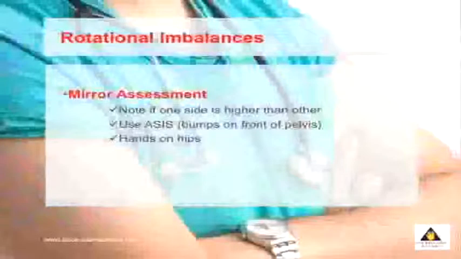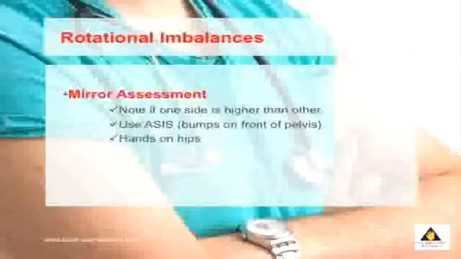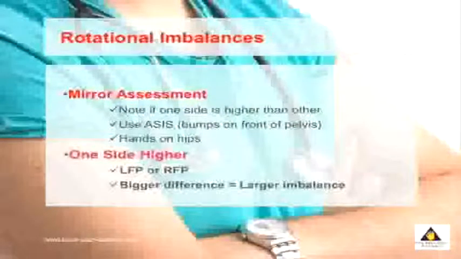Now, what you'll note is that one side of your pelvis is higher than the other, and this creates what's called a rotational imbalance. If your left side is higher, you have what's called an LFP, and if you have the right side higher, you have an RFP. Now, the bigger the height change, the bigger the imbalance is occurring in your spine.